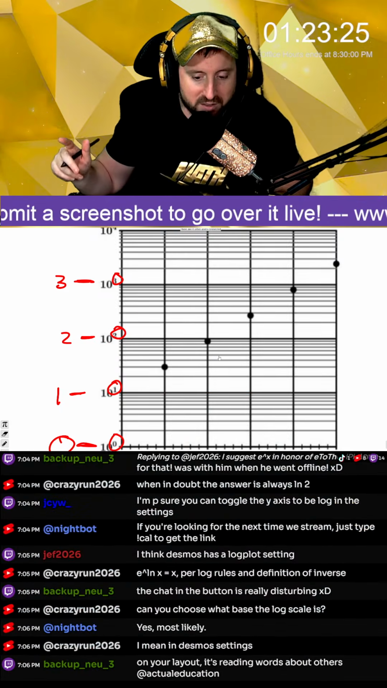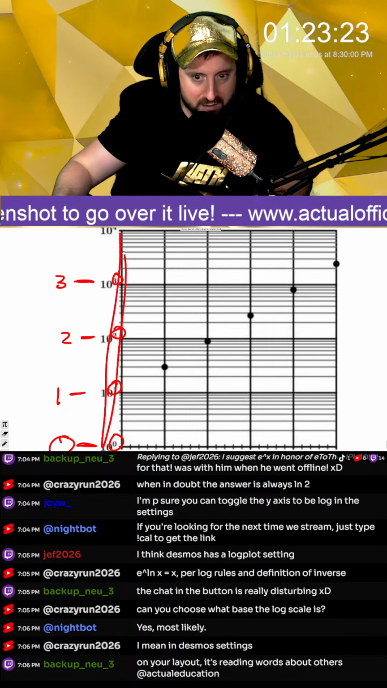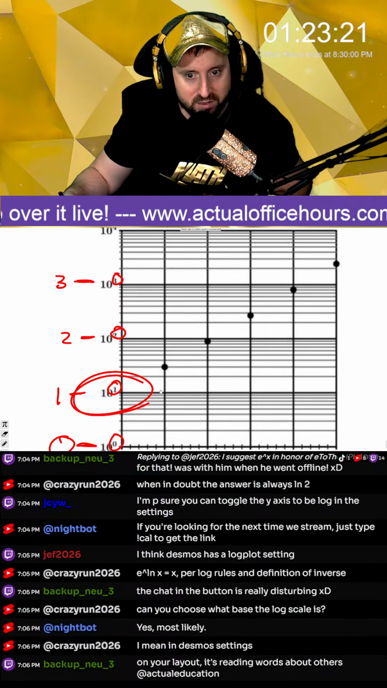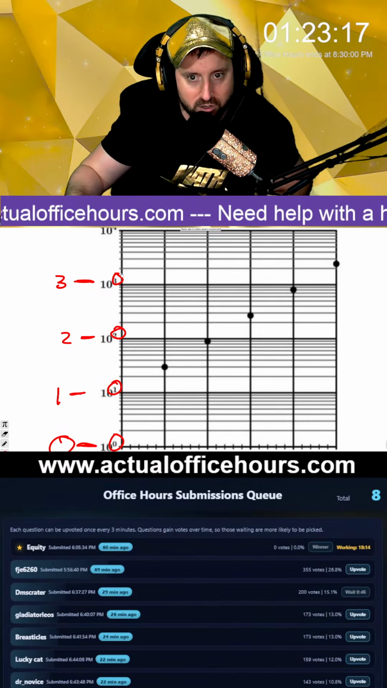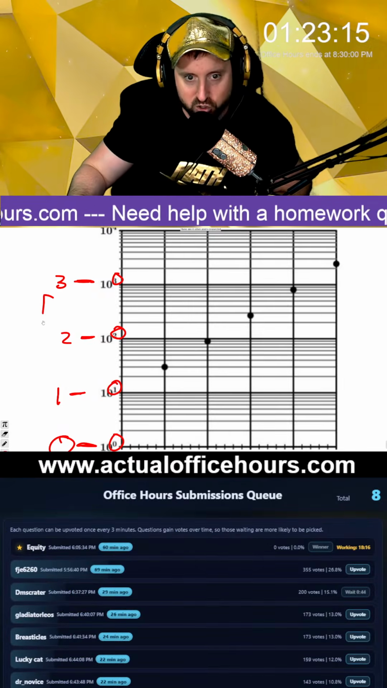The reason why the spacing is the same is because in logarithmic land, the spacing between 10 to the 1 and 10 to the 2 is the same as the spacing between 10 to the 2 and 10 to the 3. The spacing is just 1.